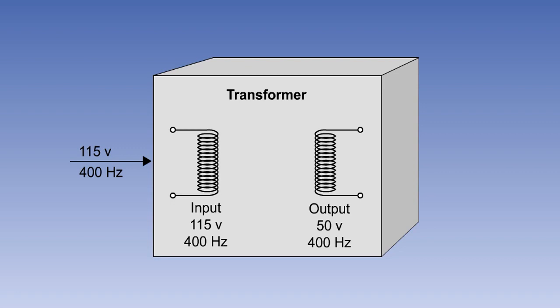It is important that the input supply to the primary coil of a transformer is of the correct frequency. Transformers are inductive devices, and if the input frequency is low, it is possible that the transformer will overheat due to excessive current flow.